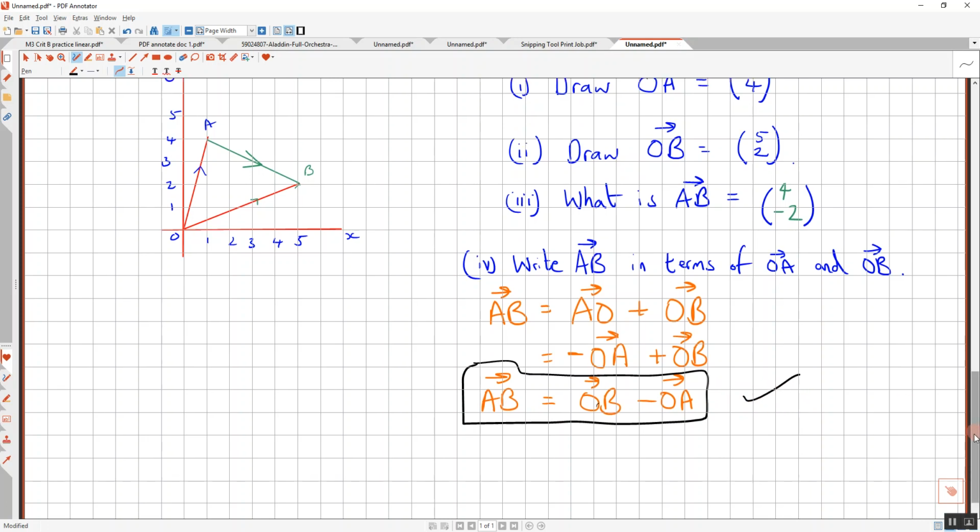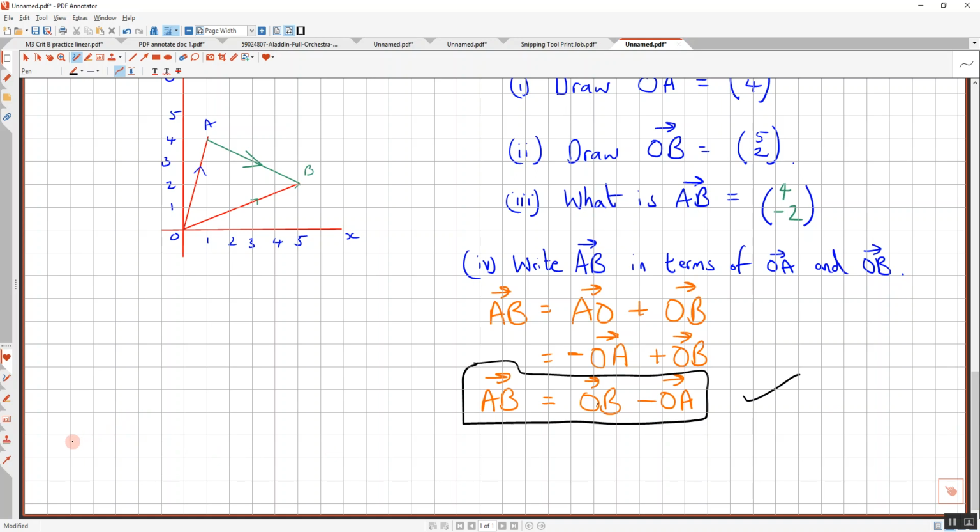Let me just quickly... Say again? No, you can't write it backwards, Aaron. It always has to go left to right, okay? And this helps if you don't have a diagram.